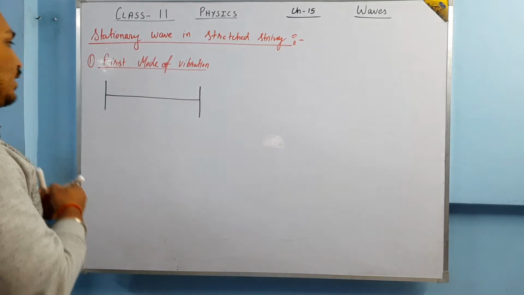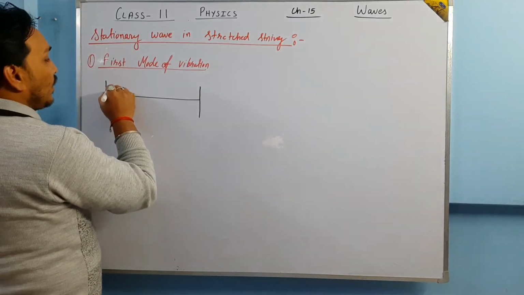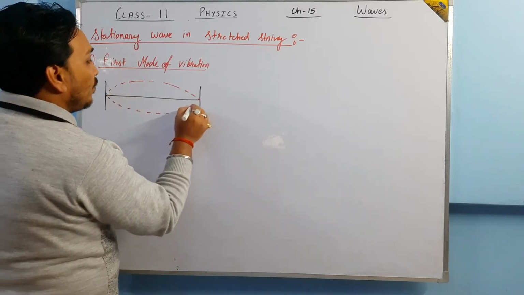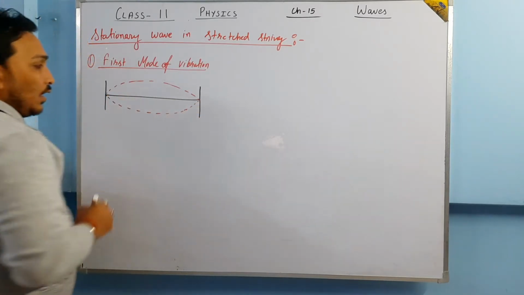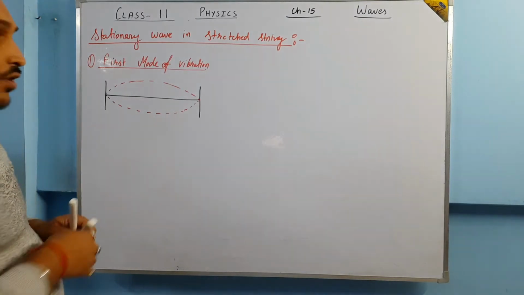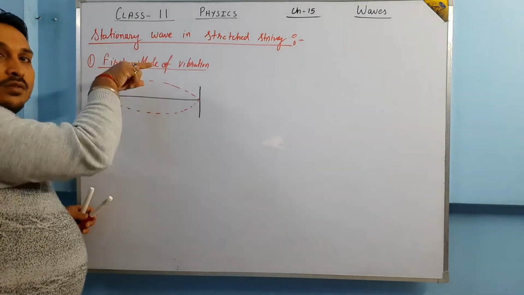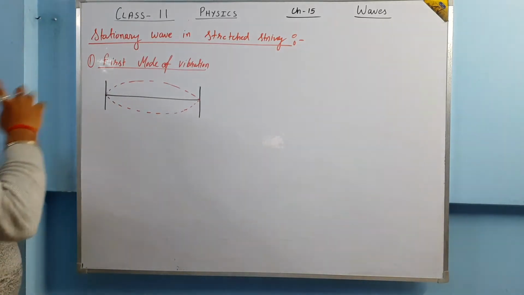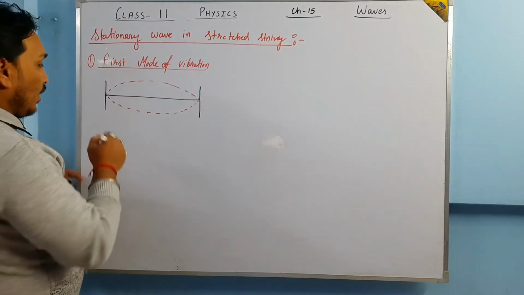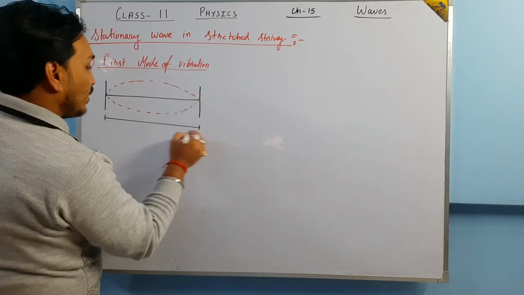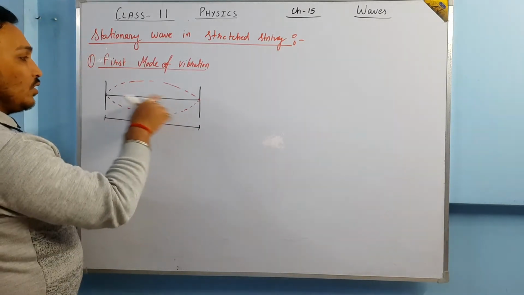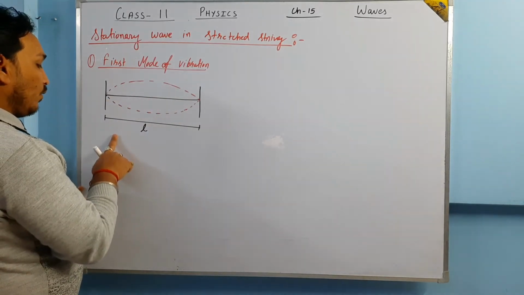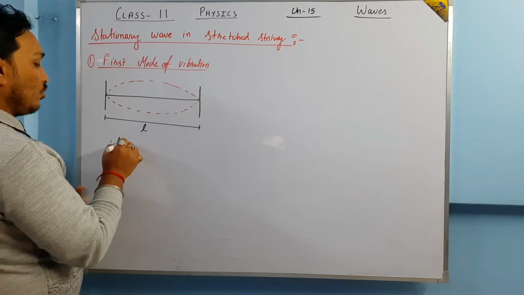So the first mode of vibration is given by this one. This is the minimum frequency possible in a stretched string. The string is vibrating like this. Is it clear? In this mode of vibration, suppose the length of the string is small l, and suppose the wavelength of the wave which is produced over here is lambda 1. So what will be the length of the string?